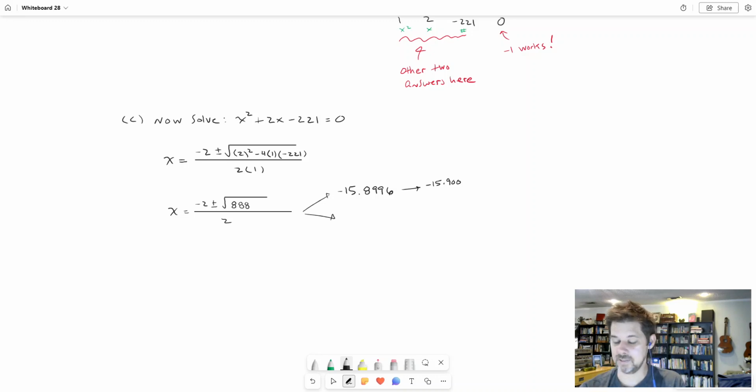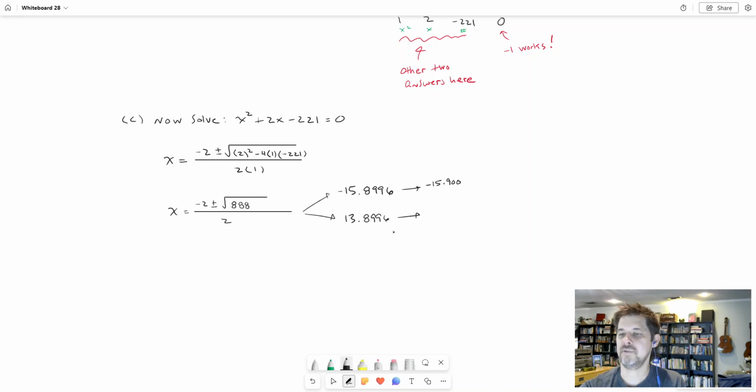Now I'm going to do the minus. I'm going to do -2 minus root 888 divided by 2. Or sorry, the plus. -2 plus root 888 divided by 2. And I get 13.8996.